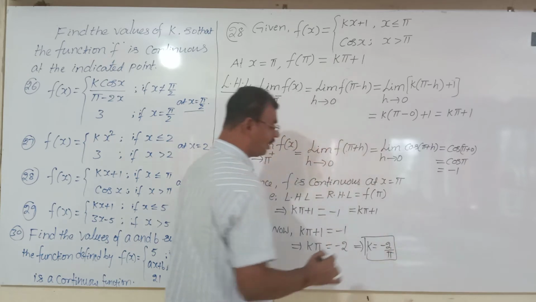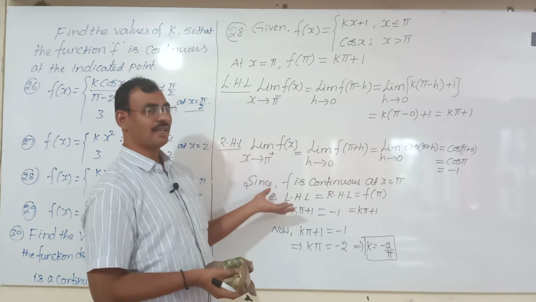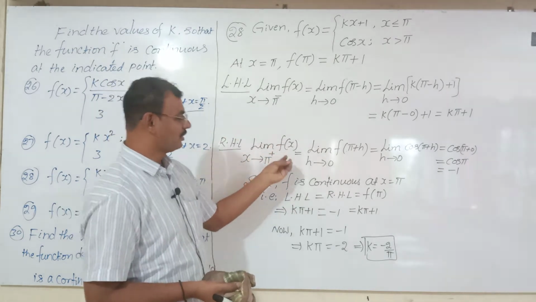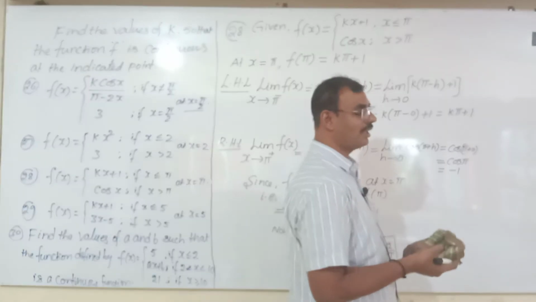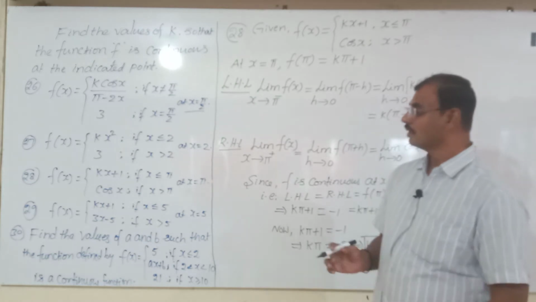Therefore, k is equal to what? Minus 2 divided by pi. Exactly similar to our question one. So, k model problems here, to find the k value is very easy. These are the main questions in the theory part.